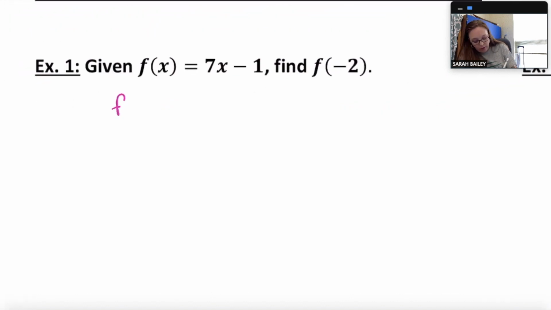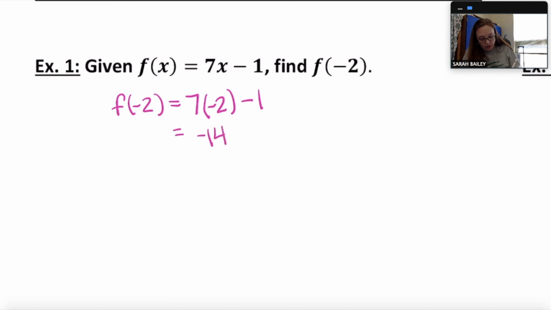So if I'm going to do f of negative 2, all I have to do is substitute a negative 2 everywhere I saw x. So we're at 7x means 7 times x. So I'm going to do 7 times negative 2 minus 1. So that'd be negative 14 minus 1, which is negative 15. So f of negative 2 is negative 15.